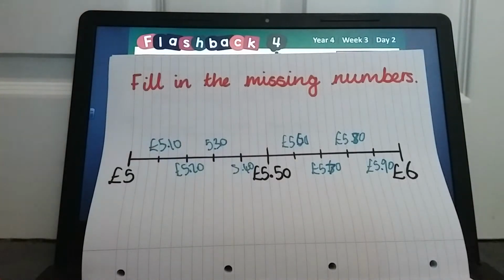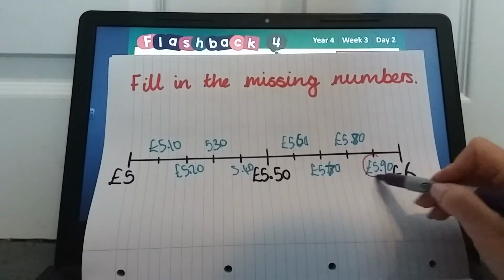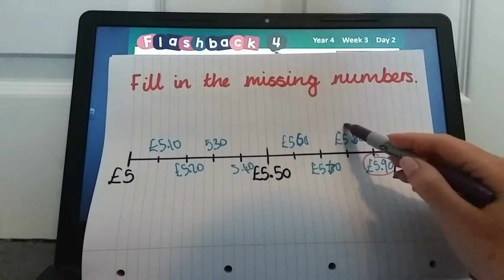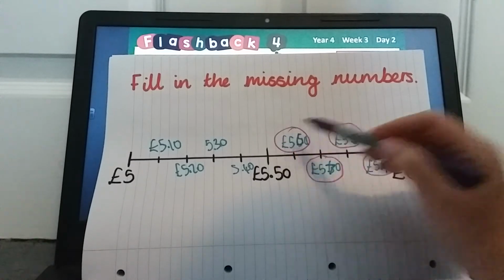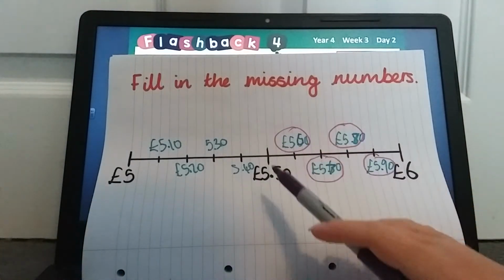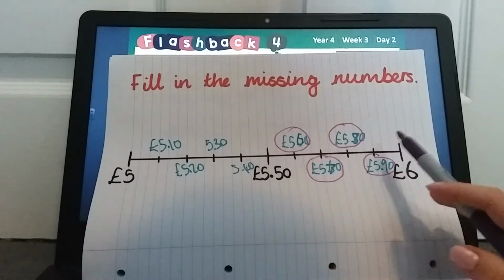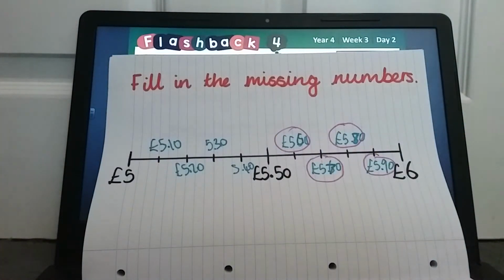Have a look at all of those numbers on that number line. Which numbers do you think would round up to £6? Which ones on that number line are closer to the £6? Perfect. So we know that the £5.90 is closer to the £6. So is the £5.80, £5.70 and the £5.60, because they are all past the midpoint, which means they are closer to the £6 than they are to the £5.